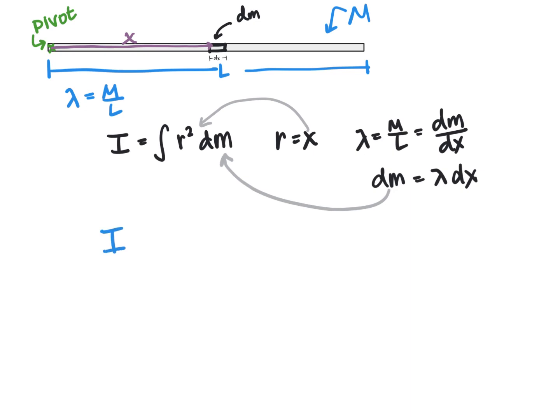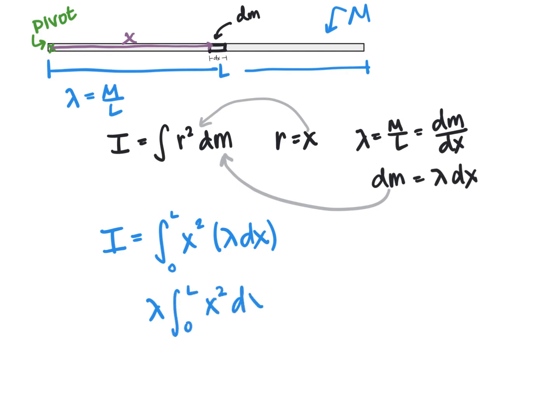So then the rotational inertia of the rod about the end would be the integral of x squared times lambda dx. And then we're going to integrate from 0 to L, from the pivot point to the very end, summing up all the mass. Lambda is constant, so we'll integrate from 0 to L of x squared dx. And then this would be equal to lambda times x cubed over 3 evaluated from 0 to L, which would be lambda L cubed over 3 minus 0.